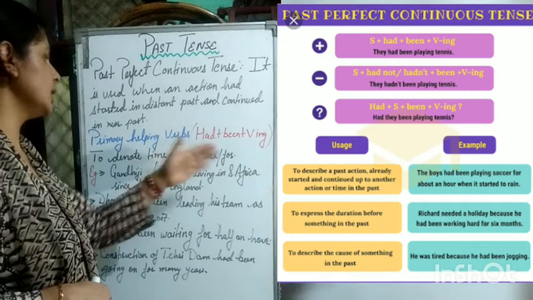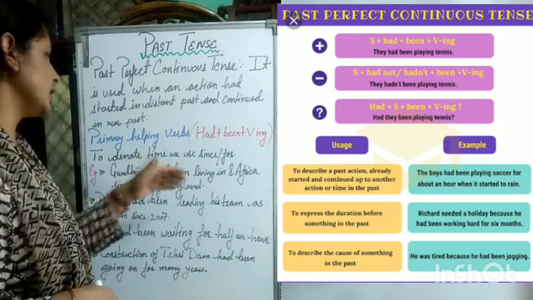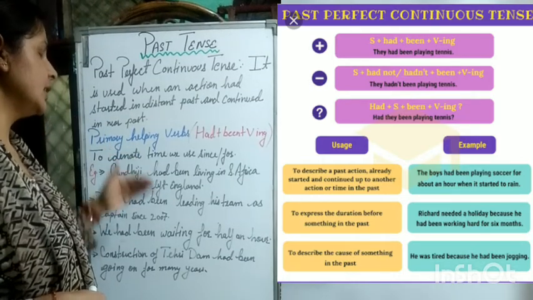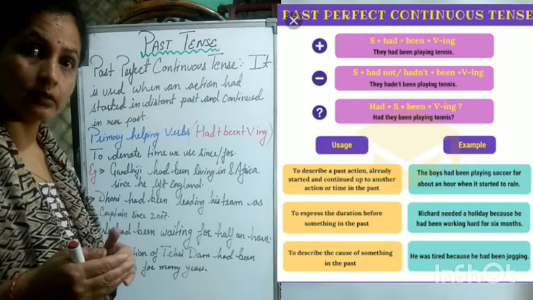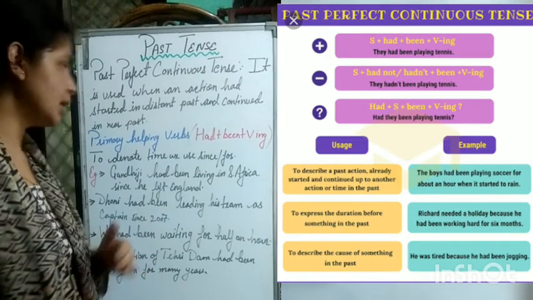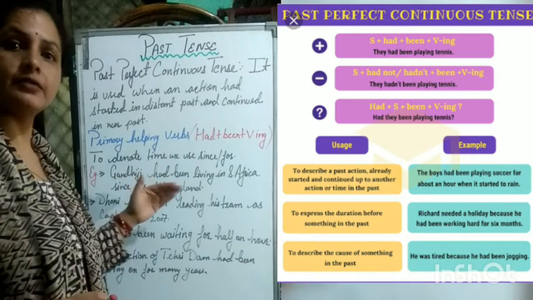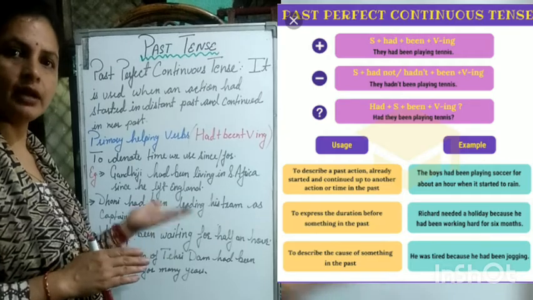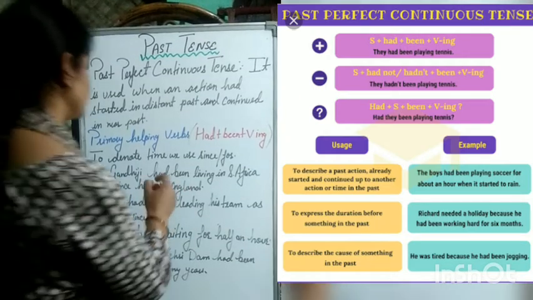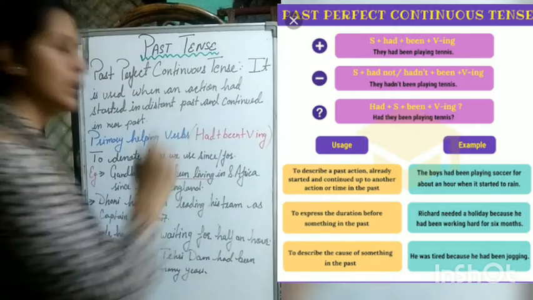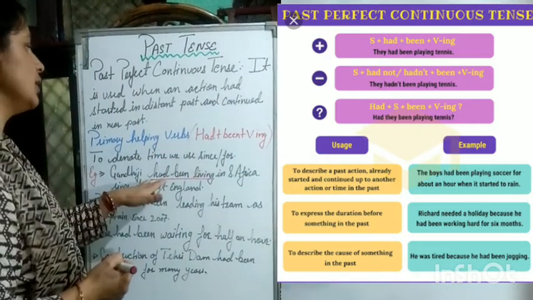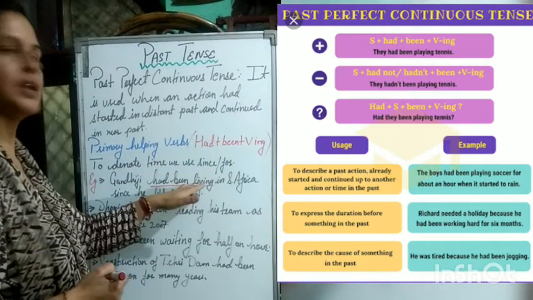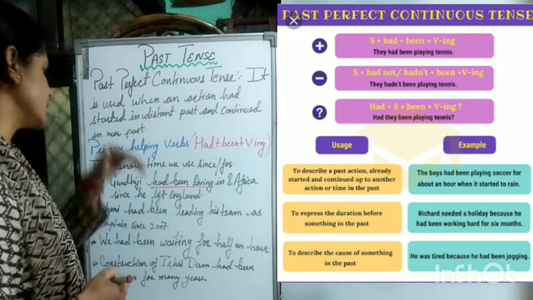Gandhiji had been living in South Africa since he left England. So Gandhiji started living in South Africa. When did he start living in South Africa? Since he left England. After leaving England only, he started living in South Africa. So here, had been living. Had, that is the helping verb, been, that is the third form of be, and live plus ing, living. This is the structure.